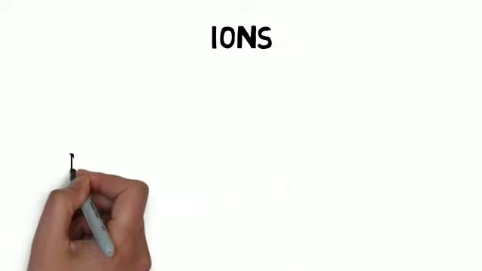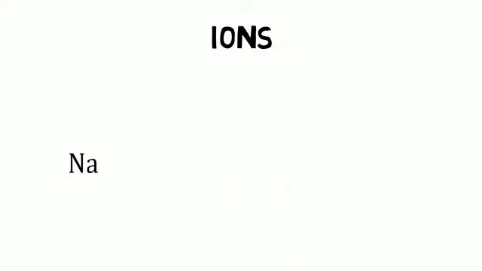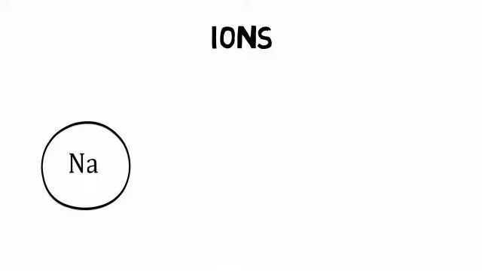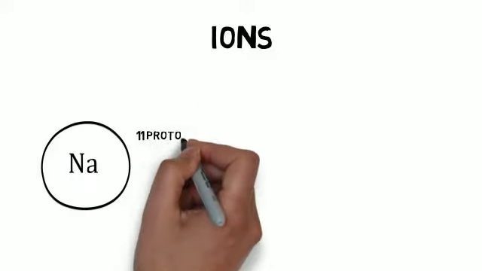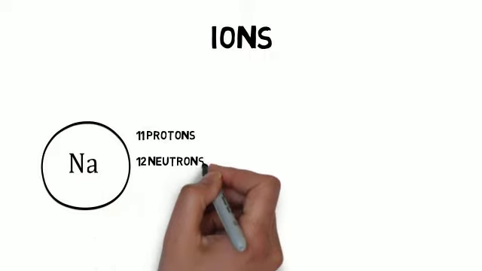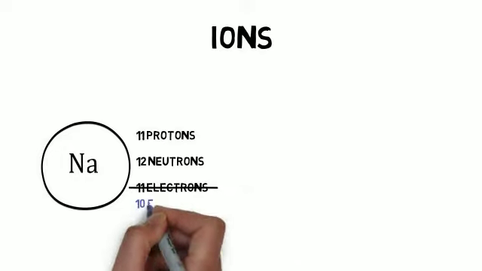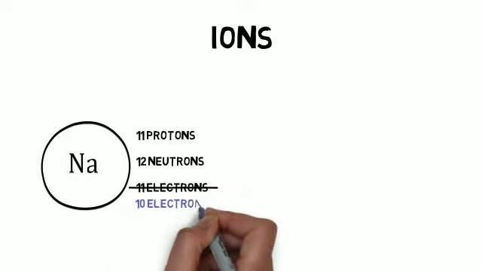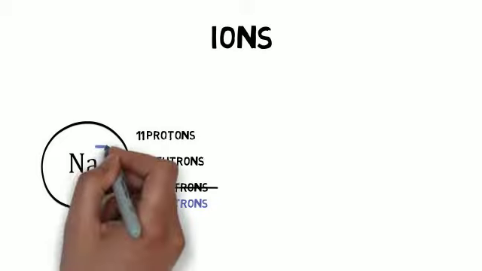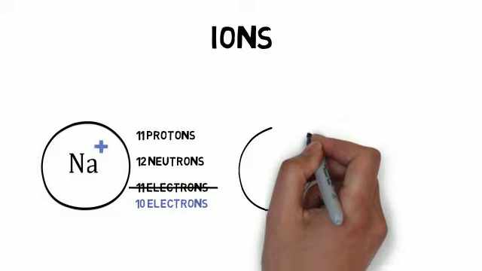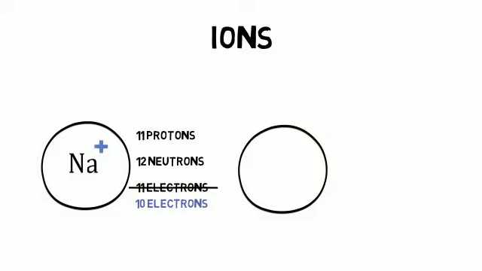Another term you might have heard is ions. Well, ions are slightly different. Let's have a look at sodium. So sodium, in its elemental form, has 11 protons, 12 neutrons, and 11 electrons. But if we change the number of electrons and we remove one, we're going to have 10 electrons, which means we have one more proton than we have electrons. So we have a positively charged ion there.